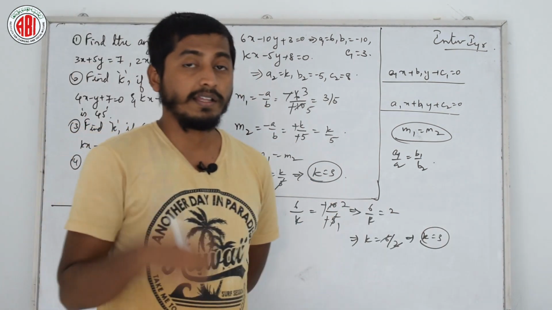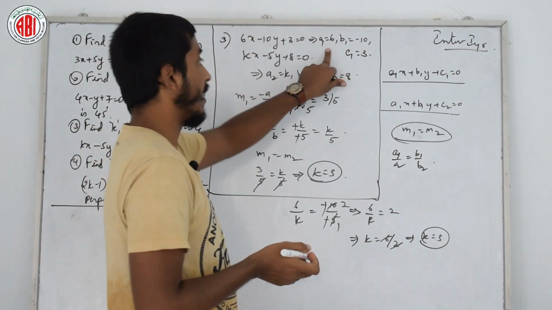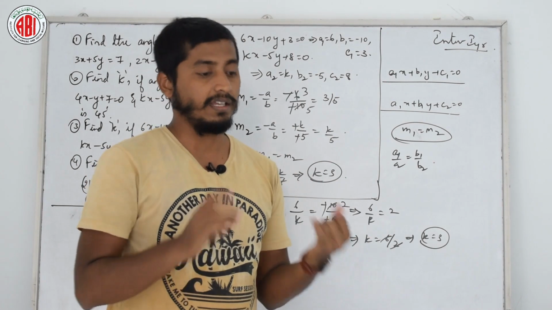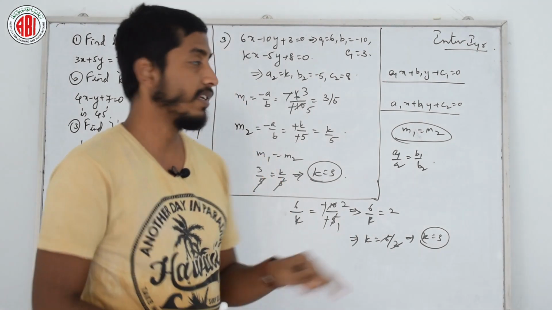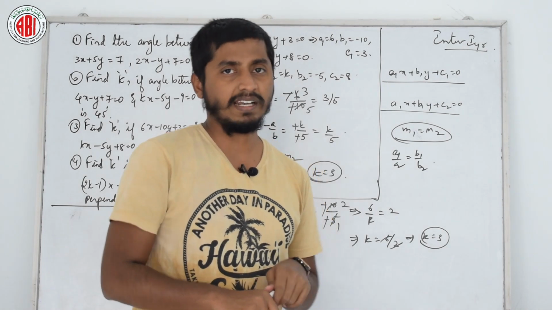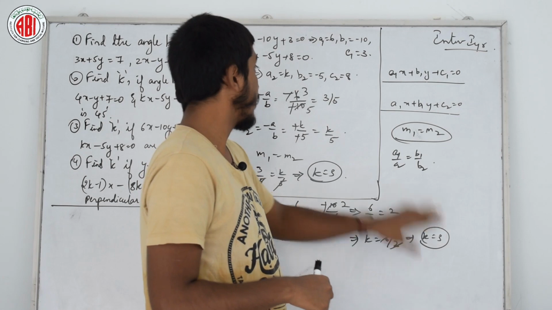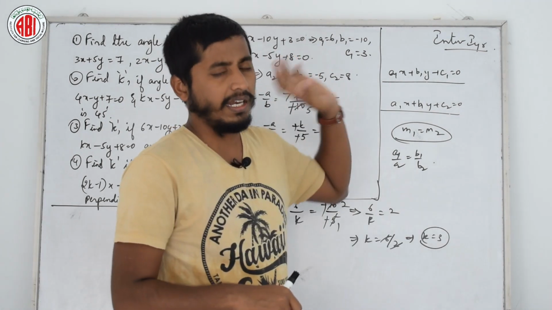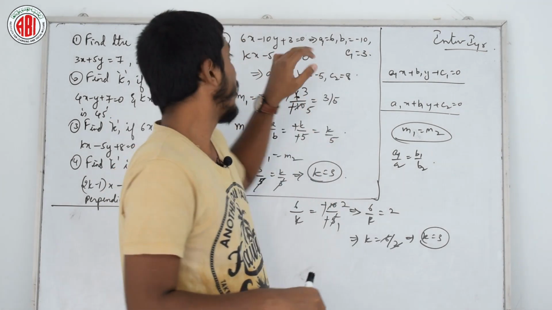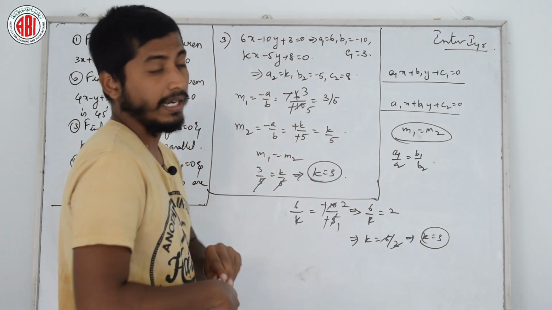Is it clear? Then what we have to remember here is, when two lines are given parallel, then we know that their slopes are equal and the condition is a1 by a2 is equal to b1 by b2. Is it right? Now let us check whether, if we substitute this k is equal to 3 in this equation, the x and y coefficients are becoming equal or not. Shall we? Let's see now.